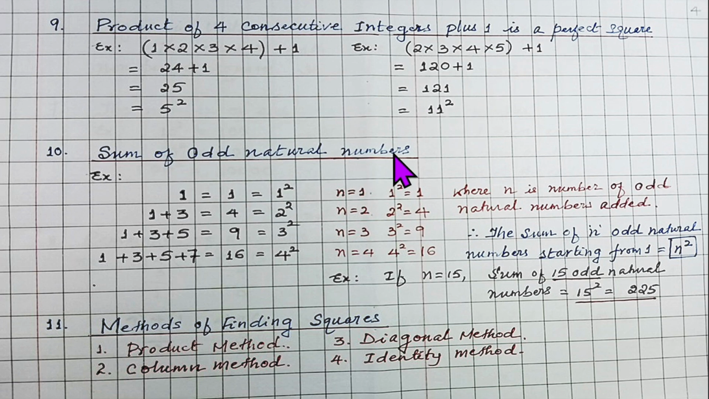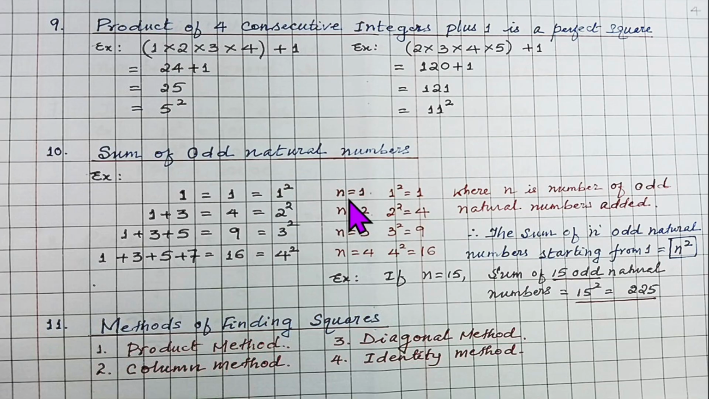Now, the sum of odd natural numbers. Let us take the first odd number, 1. 1 is equal to 1, and 1 is 1 square. If you take the first two odd numbers, 1 plus 3 is 4, which is 2 square, again a perfect square. The first 3 odd numbers starting from 1 give 9, which is 3 square. The first 4 odd numbers add up to 16, which is 4 square, again a perfect square. Therefore, the sum of odd numbers starting from 1 will give us a perfect square.